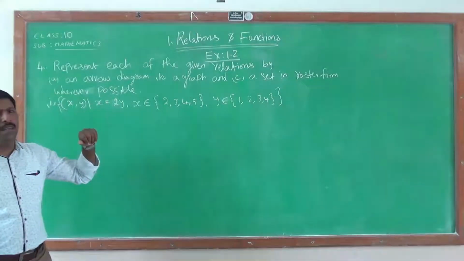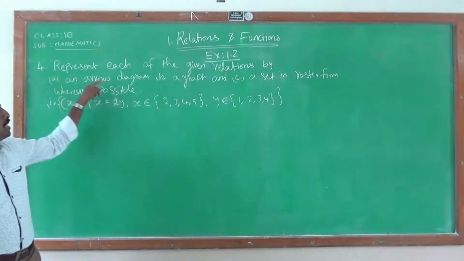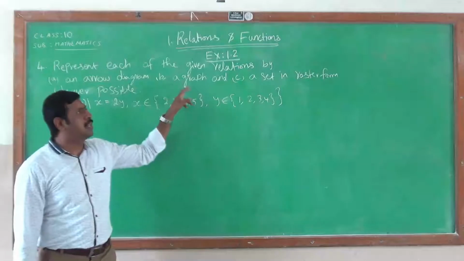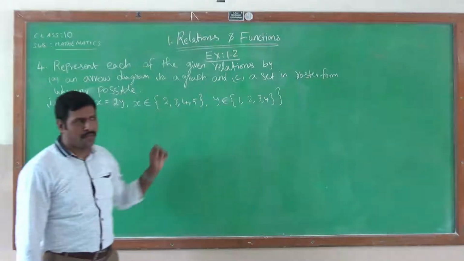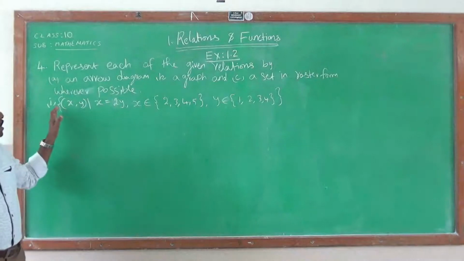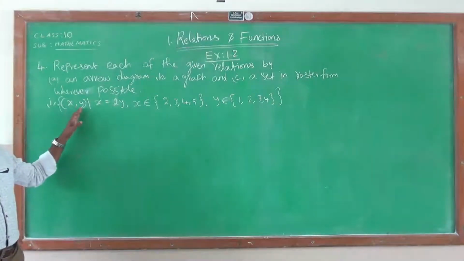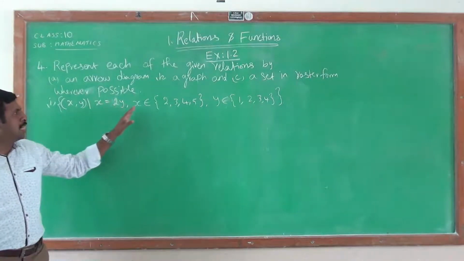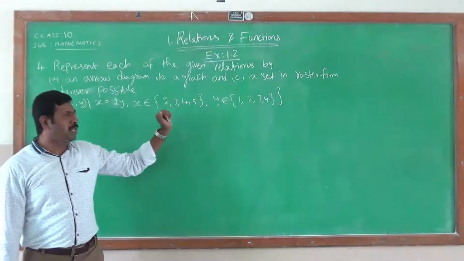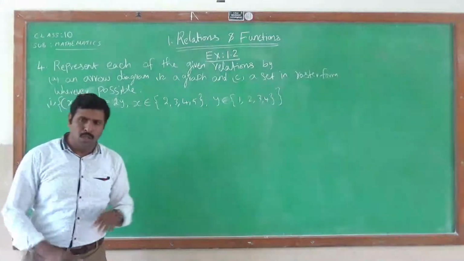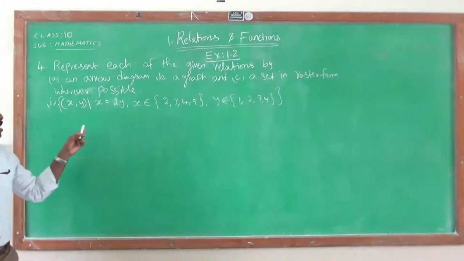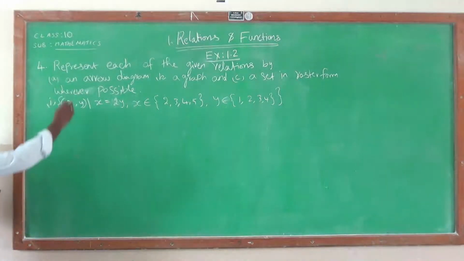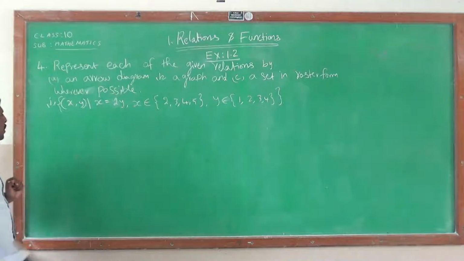Students, let's see the exercise number 1.2, question number 4. Represent each of the given relations by an arrow diagram, a graph and a set in roster form wherever it is possible. Let's see the first Roman number, (x, y) is the ordered pair, and the function is given as x equal to 2y. Here x belongs to 2, 3, 4, 5 and y belongs to the elements 1, 2, 3, 4. First we want to find out the ordered pairs of the set, then we have to write the terms as the arrow diagram and then graph and set of ordered pairs.